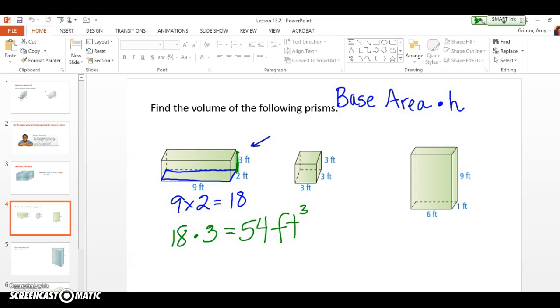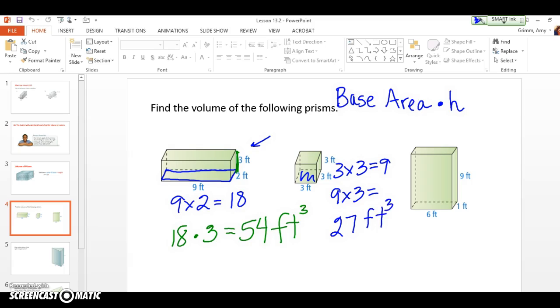What would be the base area of the next one? A 3 by 3. Good. And so 3 by 3 is 9. So the base area is 9. How many rows of 9 will I have? 3. So I'm going to take 9 times 3, which gives me 27. And again, my units are cubic feet.